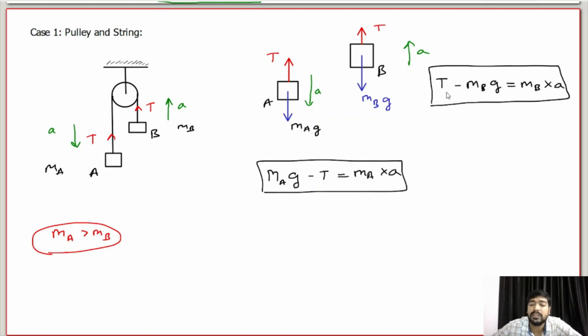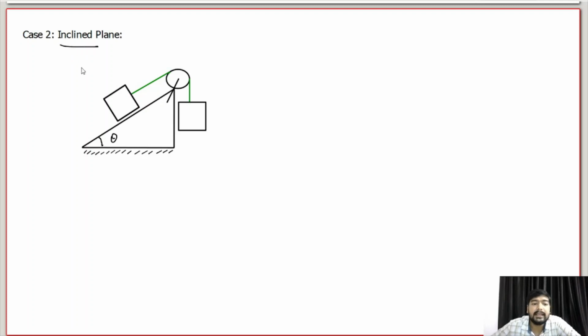If you add these equations and calculate the acceleration, you will get a equals (MA minus MB) times g upon (MA plus MB). By just adding these, you will get this acceleration a. Okay, clear? And you can also find T by putting a in this.